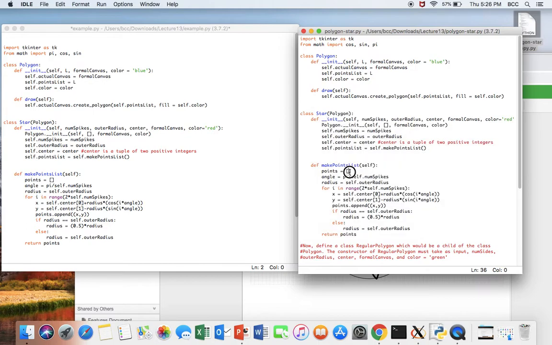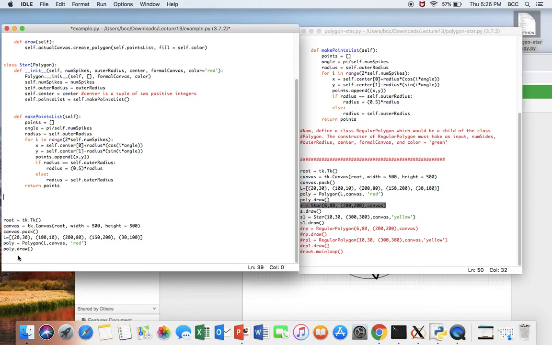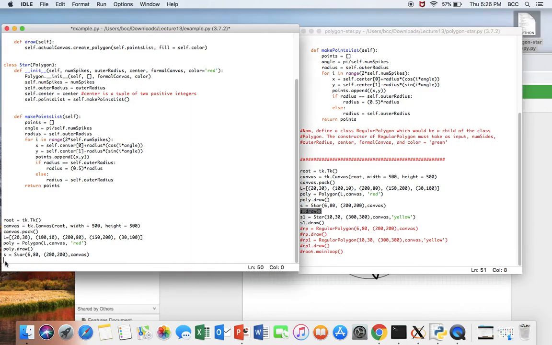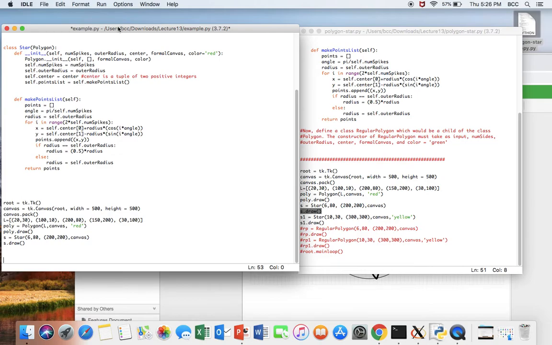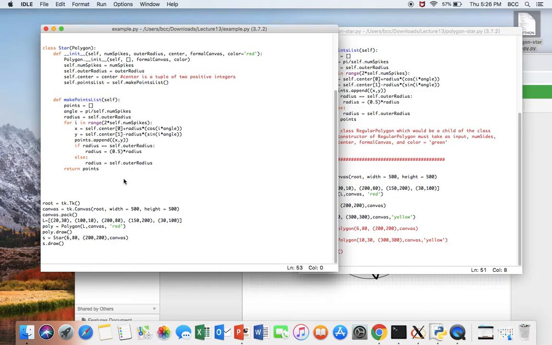So let's go back and let's create a star. Okay, let's create a star and let's try to draw it. There is one thing though, one tends to forget these things, and that is, let's look at the functions we have. We have cosine, sine, and pi. These are not easily available. You need to import them from math. So you need to have from math import these functions. All right. So now play with this.